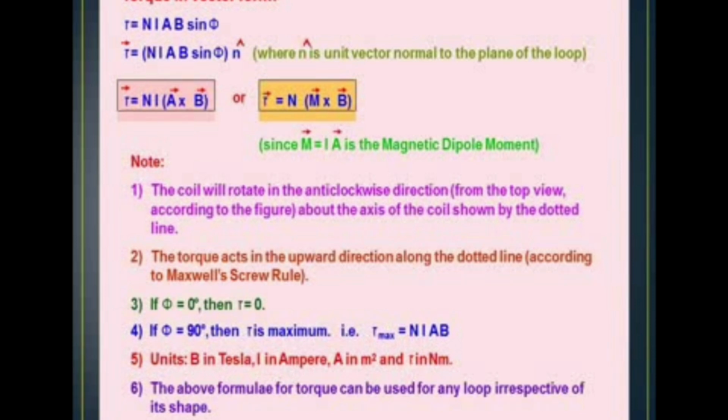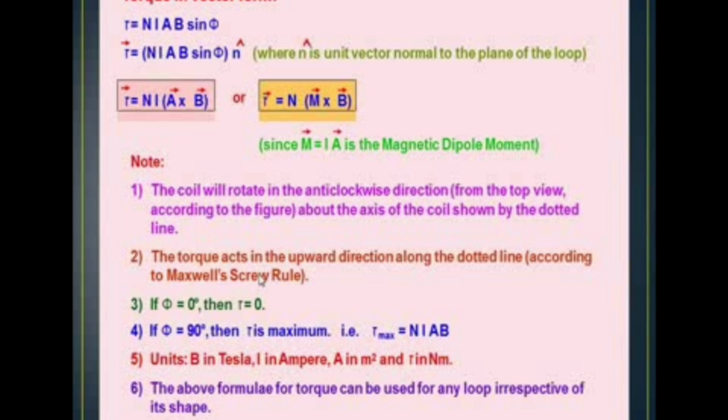So tau is equal to Ni into A cross B, where A cross B is that area into that current, the moment. Magnetic moment, sorry, magnetic moment M equal to I into A. So I into A, here IA is there. But tau is equal to N M B, where M is the magnetic moment.